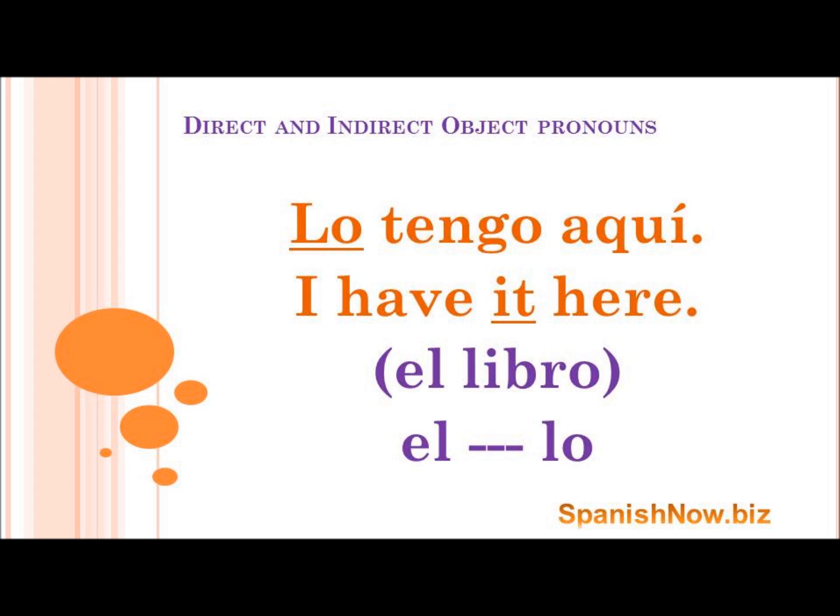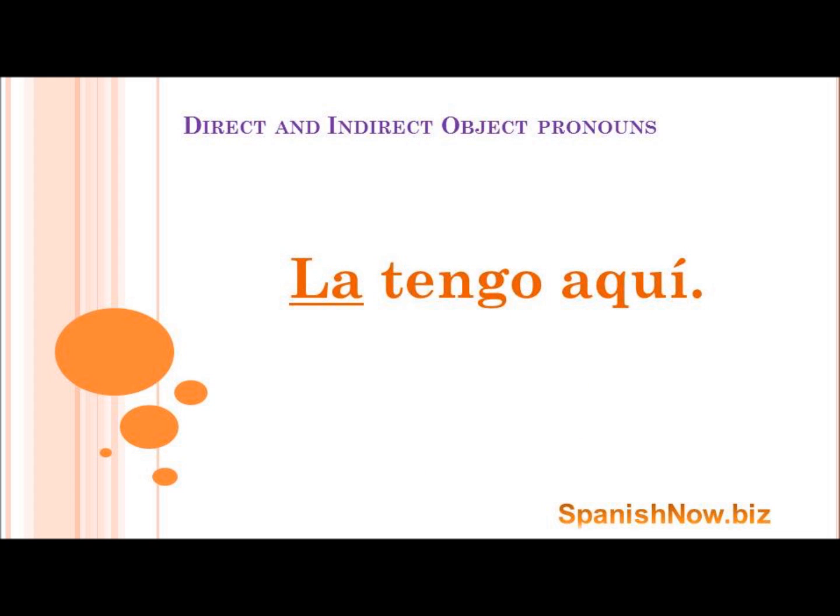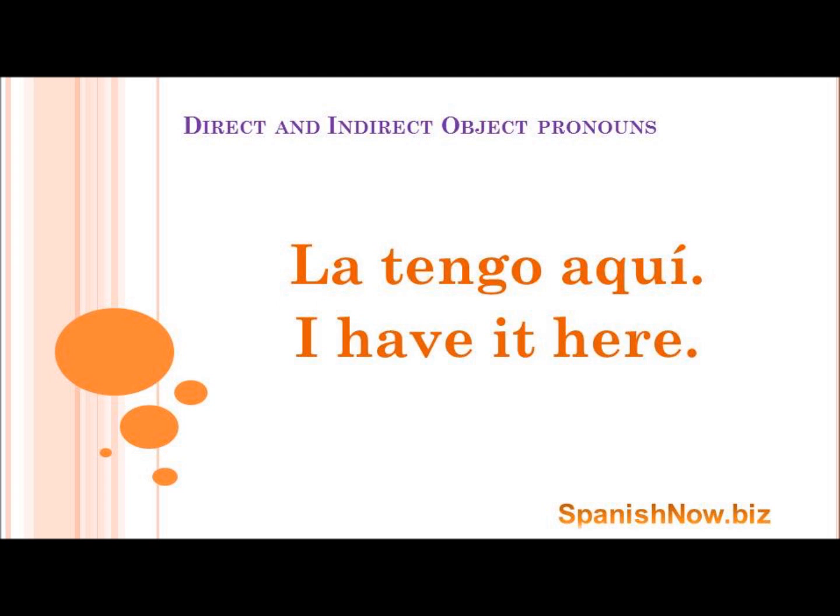Meanwhile, if the direct object was feminine, for example, if we had la computadora, we would use the feminine singular article, or the pronoun in this case, which is la, indicating it's singular and feminine. If we had several computers, we could say las computadoras, and the pronoun would be las. Las tengo aquí. The important thing to remember is it goes before the verb, so it's a little bit backwards from English. So pay close attention to that syntax.